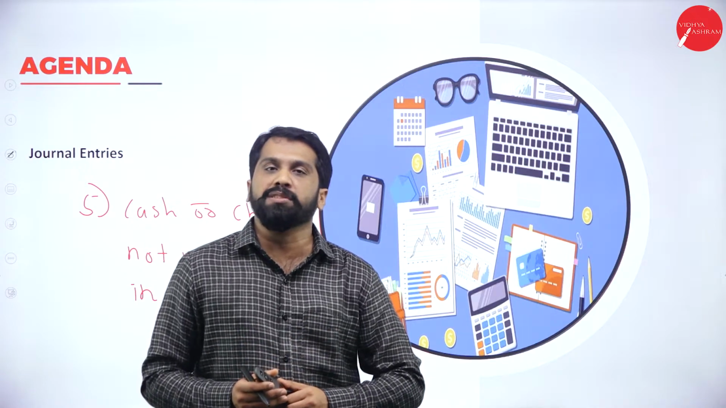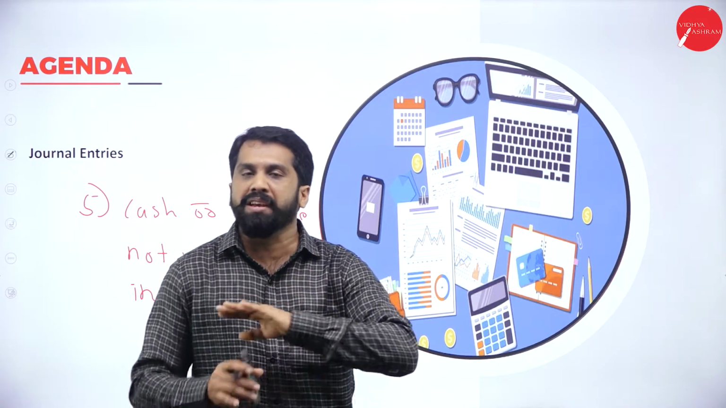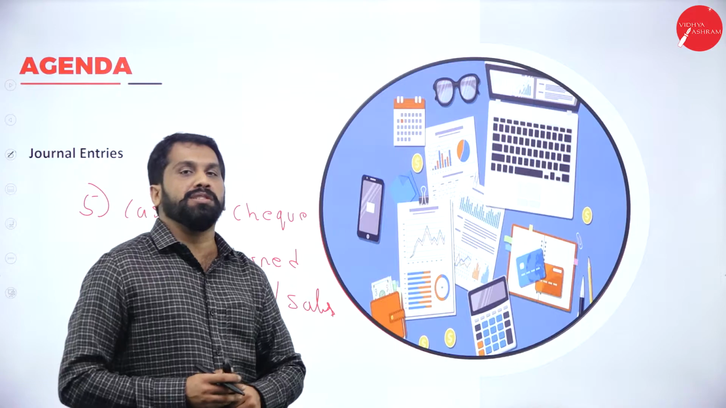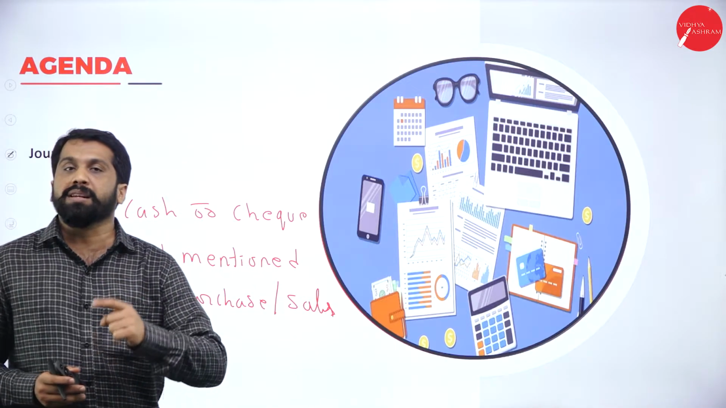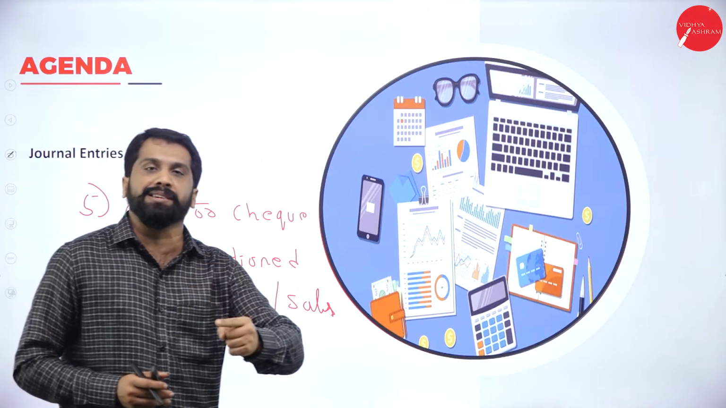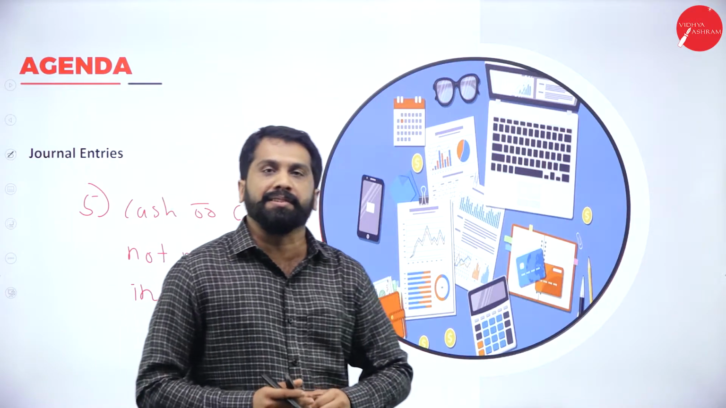Cash means what? You purchase, you pay. Done. Credit transaction means what? You purchase but amount will be paid later. That is called credit transaction.